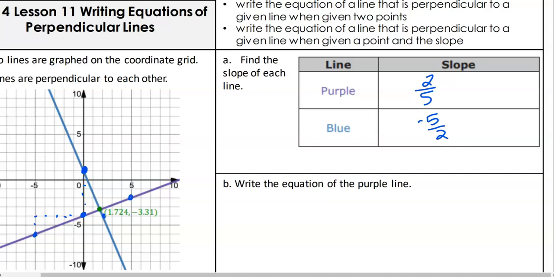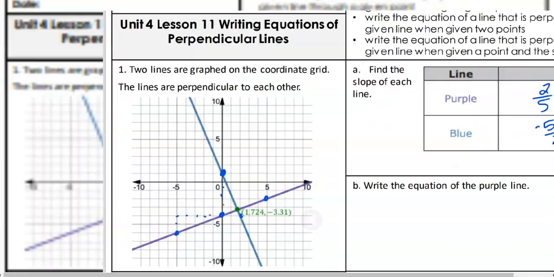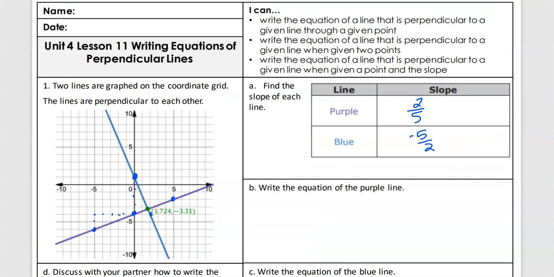All right, we are going to write the equation of the purple line. So we have 2/5. We could use our y-intercept, can't we? We could say it's y equals 2 over 5x. And then what's the y-intercept for the purple line? Negative 4, this one right here. I know your papers don't have purple and blue, do they? So we'll call it line A.